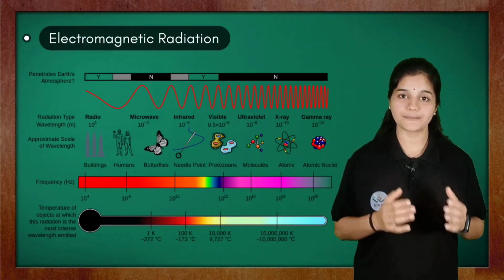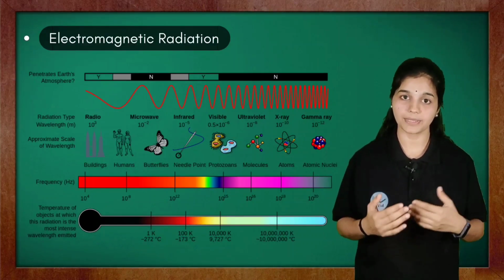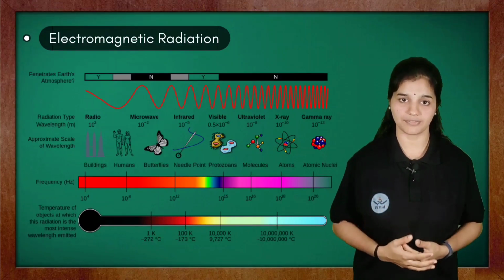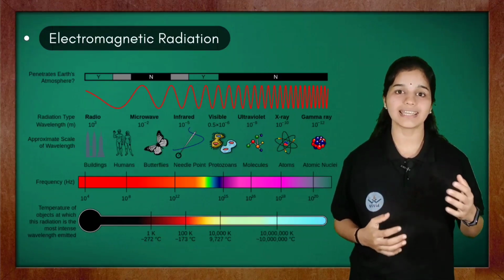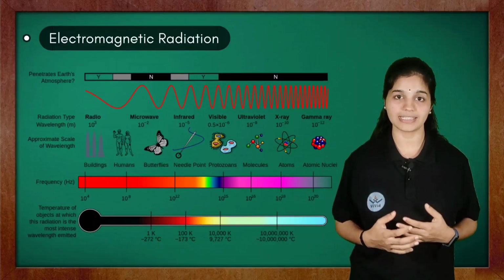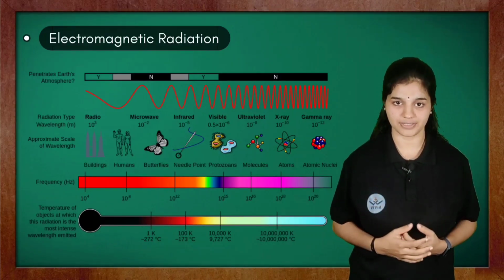Different regions of this spectrum have different names based on their frequency as well as wavelength. The wave nature of electromagnetic radiation clearly explains two phenomena, that is, diffraction and interference.